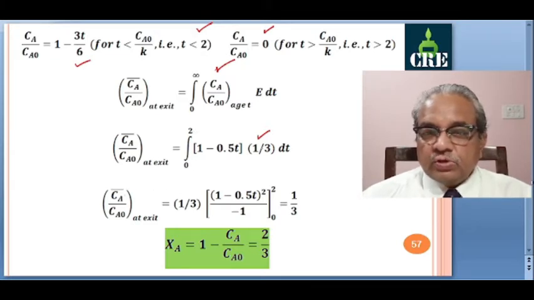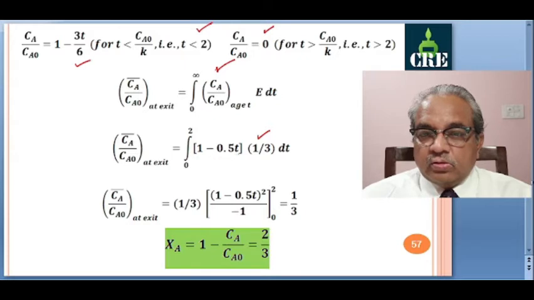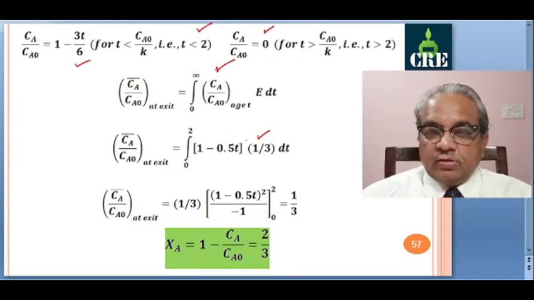So this 1 by 3 taken outside, 1 minus 0.5t, this integral, if you solve, what you get is 1 minus 0.5 into t whole square divided by 2 into minus 0.5, so that becomes minus 1 here, and 0 to 2. So you solve this, you get 1 by 3, and Xa will be 1 minus this value, so it will be 2 by 3.